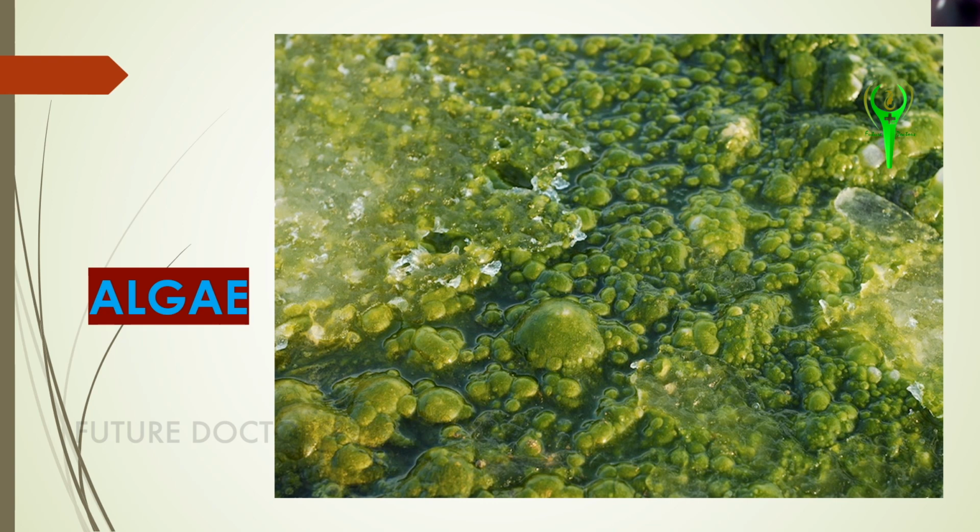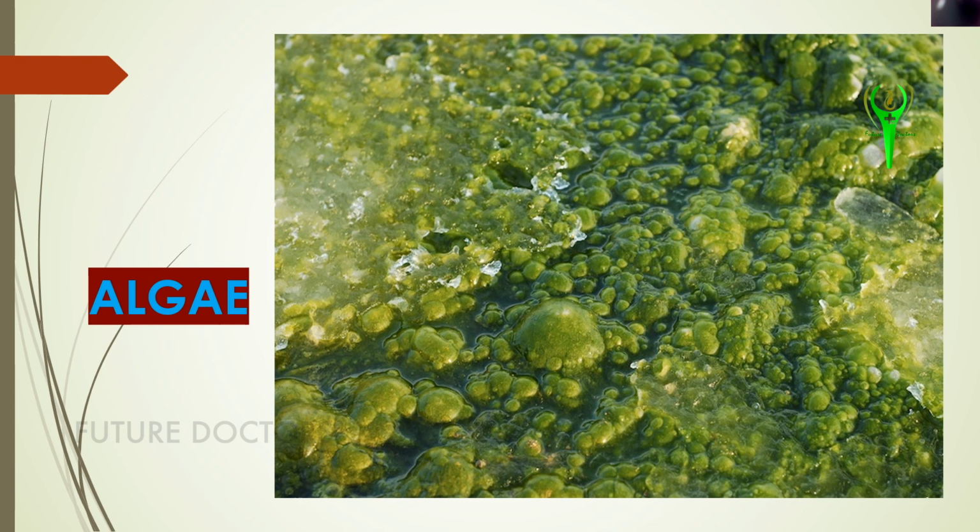Algae reproduce by vegetative, asexual and sexual methods. Vegetative reproduction is by fragmentation. Each fragment develops into a thallus. Asexual reproduction is by the production of different types of spores, the most common being the zoospores. They are flagellated, meaning motile, and on germination give rise to new plants.